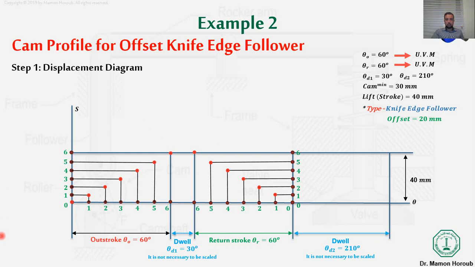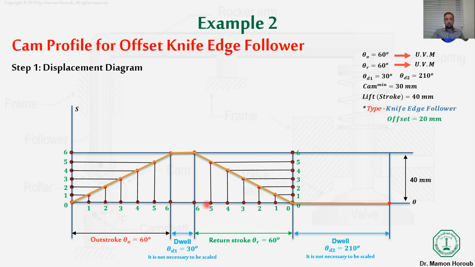As an example, here in the outstroke, I can fill 10 values of theta from 0 to 60 in the equation of S for the uniform velocity, and I will figure out 10 values of S. Then the cross between those two values will draw the diagram of uniform velocity in the outstroke period, and the same thing in the return stroke period. So now I need to connect those red dots, as well as here for the dwell, to have my displacement diagram. Very simple. So this is my displacement diagram, and we are finishing.